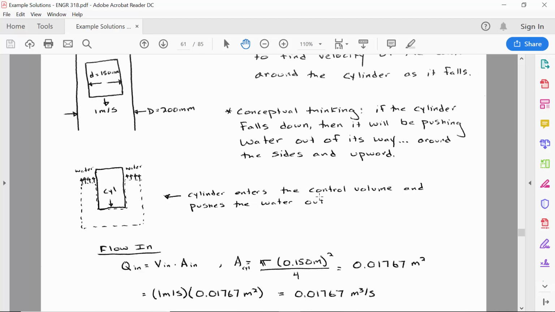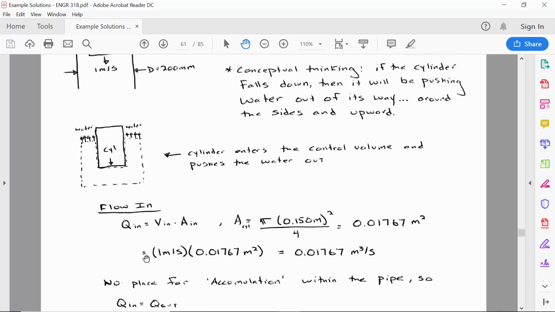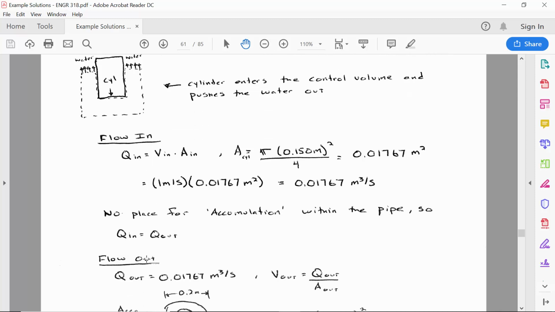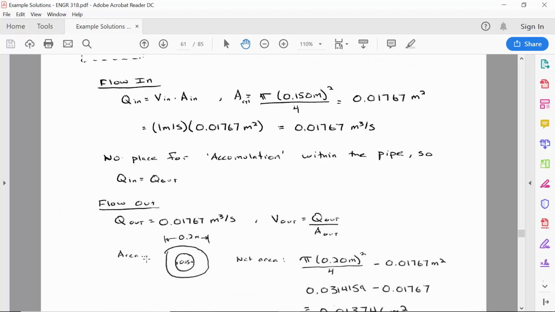So you calculate the flow in based on the velocity in of 1 meter per second, the cross-sectional area of the cylinder. So that cylinder, this volume, the Q in, what we're talking about is the rate at which the cylinder is entering the control volume. And that's going to be the same rate that water is displaced. Now there's no accumulation, so just the Q in equals the Q out. There's no place that the water can be stored in our control volume since it's already full.